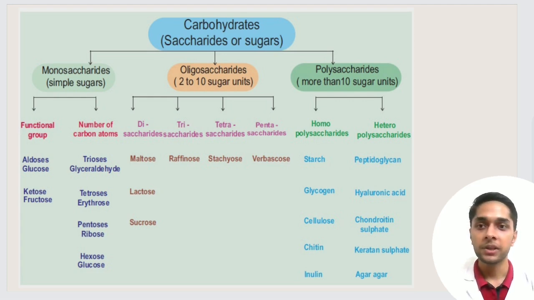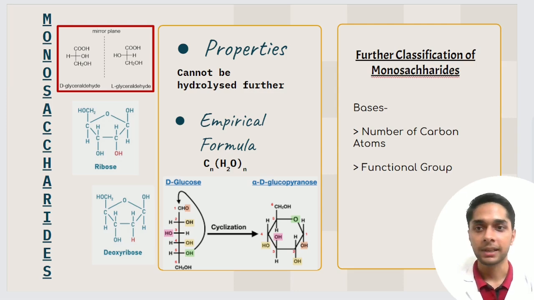We see that on the basis of number of their constituent units, carbohydrates can be classified into monosaccharides, which do not give any simpler carbohydrate on hydrolysis, oligosaccharides, which give 2 to 10 monosaccharide units on hydrolysis, and polysaccharides, which give more than 10 sugar units on their hydrolysis. Each of these are further classified into various categories, and we'll take a look at them further down in the presentation. Moving on to monosaccharides.